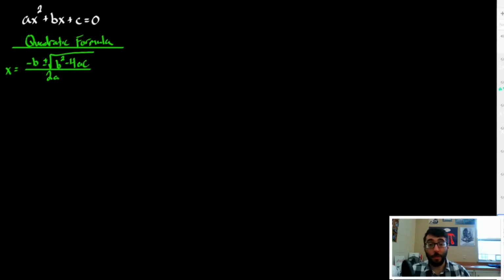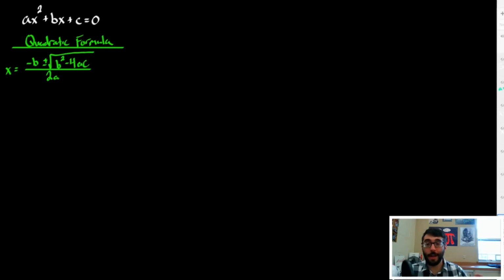And this is the quadratic formula. Opposite b plus or minus the square root of b squared minus 4ac all divided by 2a. Notice how I said all, because a common mistake is only dividing the square root by 2a, but that entire numerator needs to be simplified first before divided by 2a.